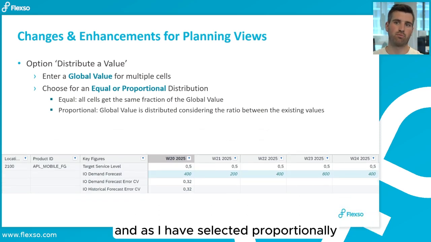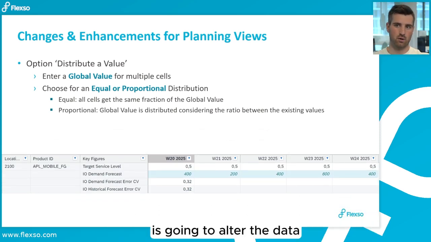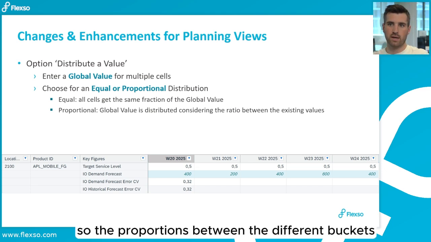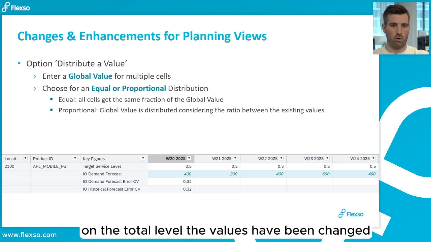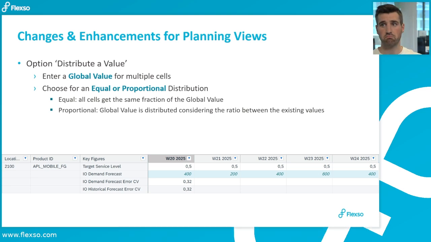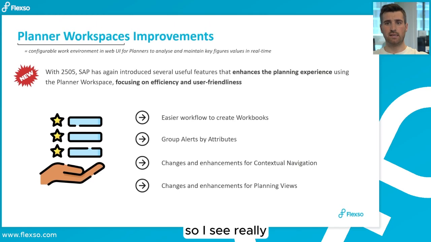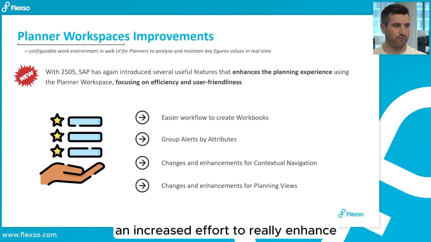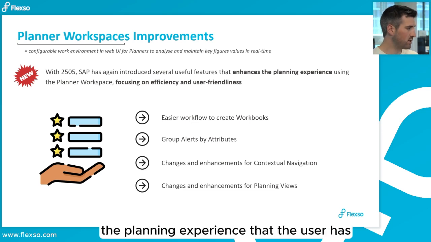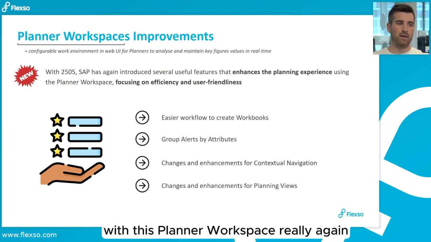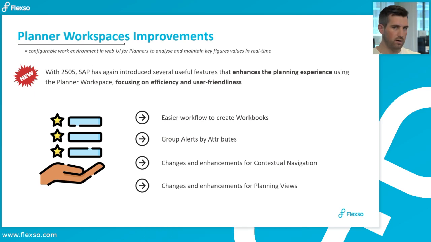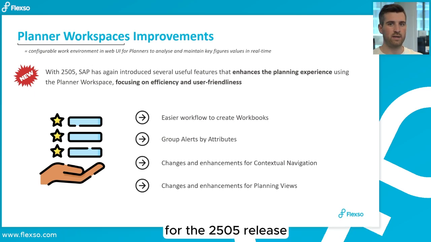And as I have selected proportionally, it shows you now in this planning view that it's going to alter the data, but it's going to respect what was already there. So the proportions between the different buckets are still respected. However, on a total level, the values have been changed. So I really see these enhancements and changes that they have been making to the planner workspace as an increased effort to really enhance the planning experience that the user has with this planner workspace. Again, as I already said in the beginning, focusing on efficiency, ease of working, and overall, of course, user friendliness. So that's what I wanted to tell about planner workspace for the 25.05 release.